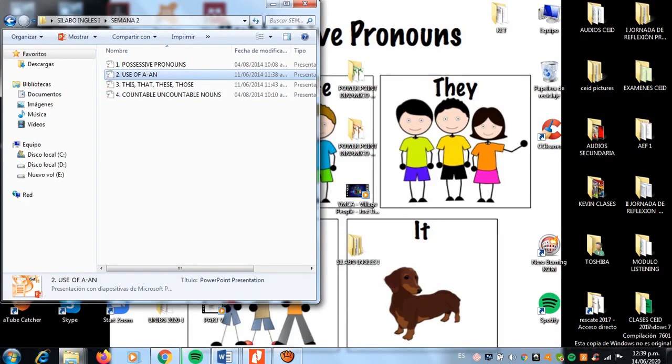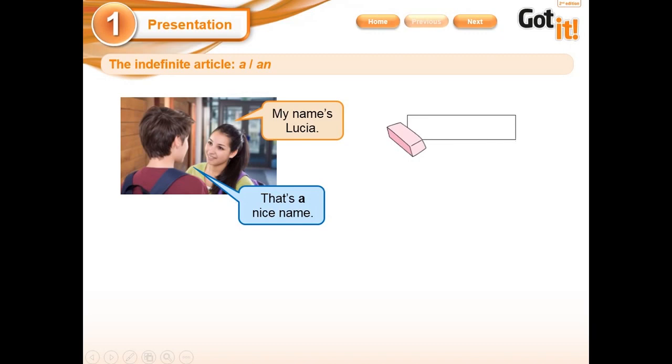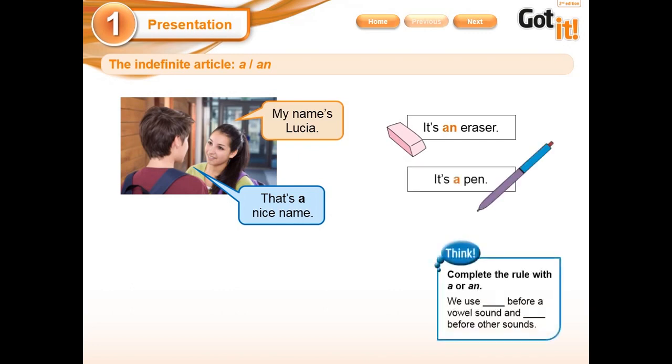Now let's continue with the use of a and an. Okay, so let's start. My name's Lucia. That's a nice name. Here we're verifying how we have to use a and an during a sentence. Okay, another example here. It's an eraser. It's a pen. So what is the final conclusion that you can get watching these examples right here?